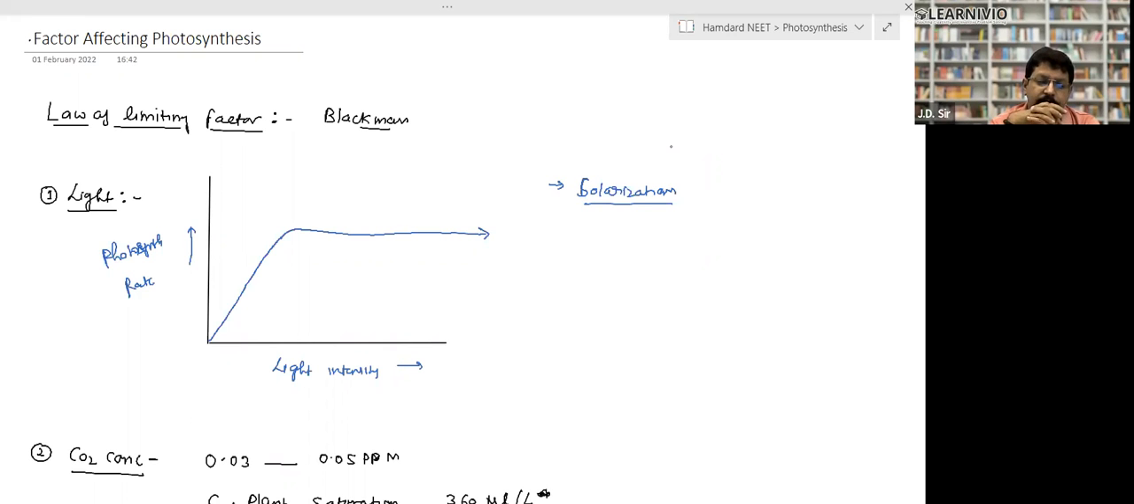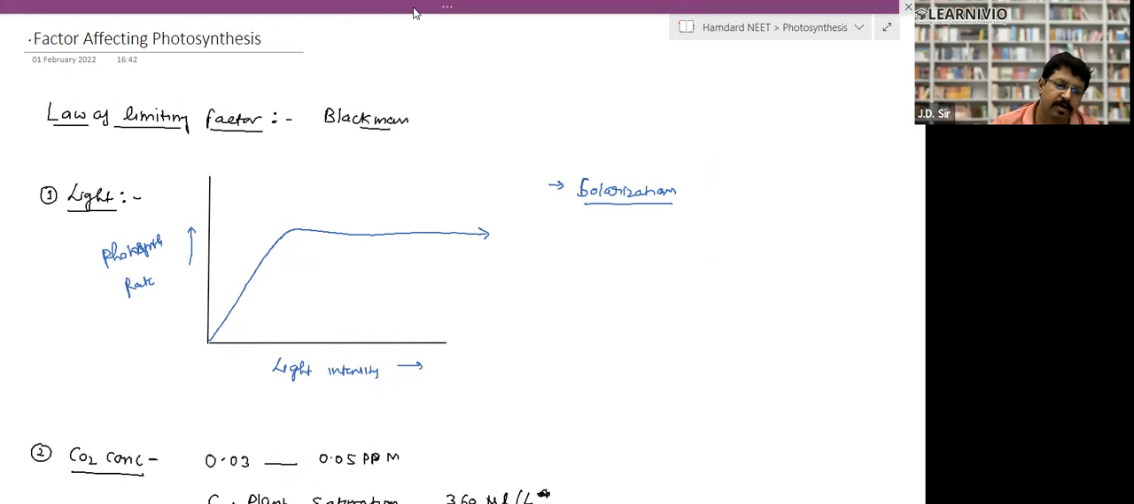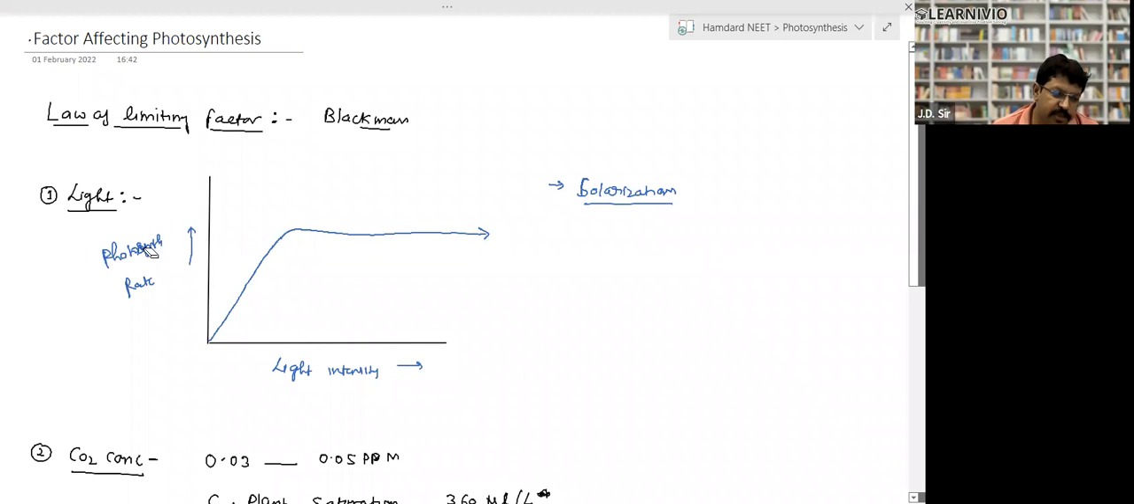Okay. So the first limiting factor is light. In the graph, here we can see, it's a bit messy. Let me write it down more clearly.